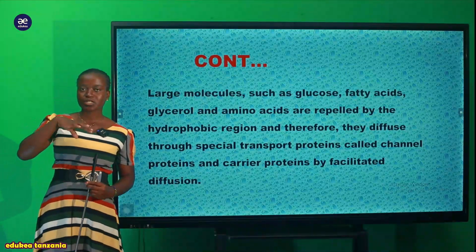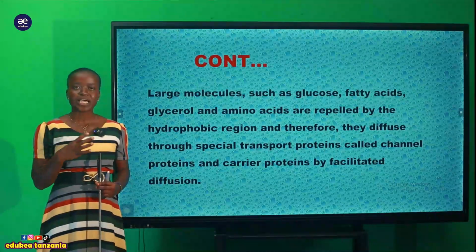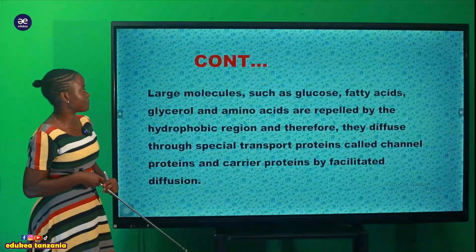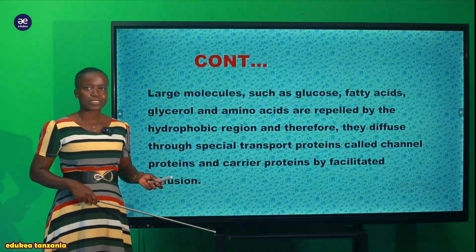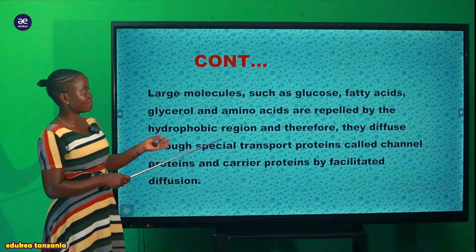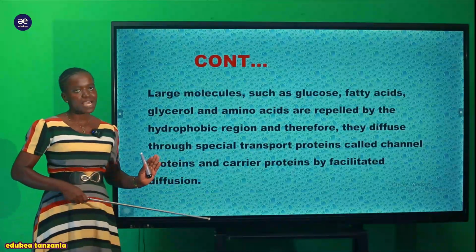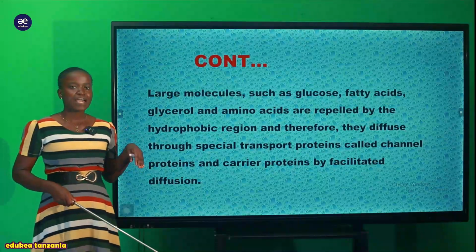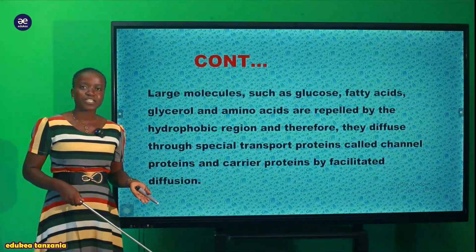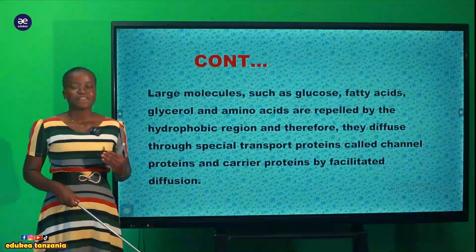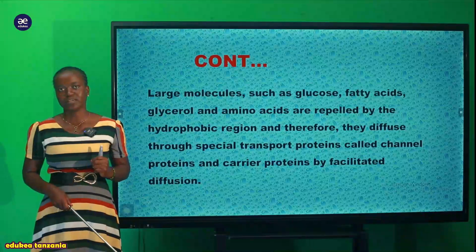So the other materials, how do they enter the cell, through which part? Here is where we say that the other materials, for example glucose, fatty acid, glycerol, amino acid, are repelled in the hydrophobic region. Why do they get repelled? Because this hydrophobic region does not allow any kind of material except lipid and lipid soluble substances only.